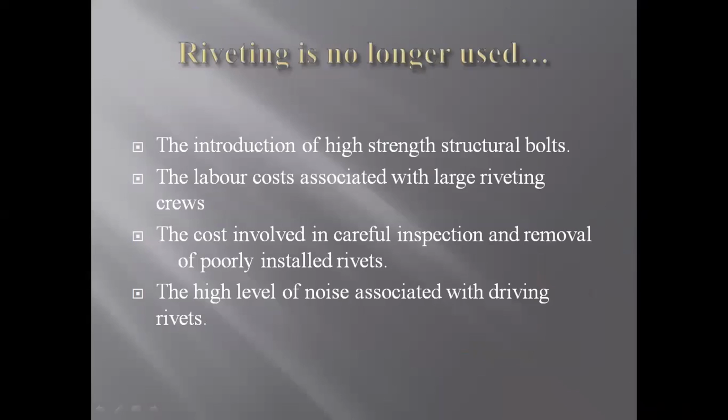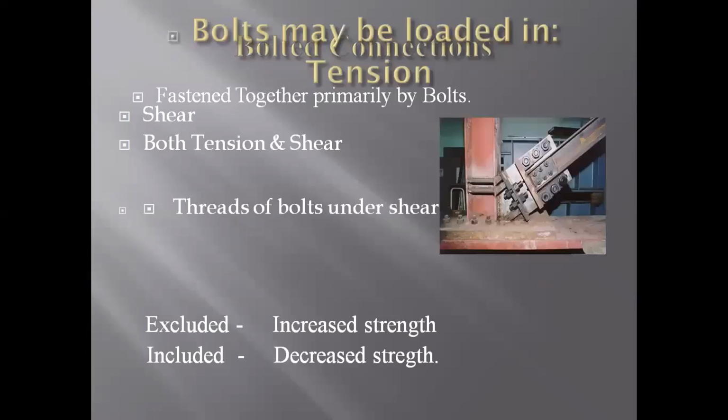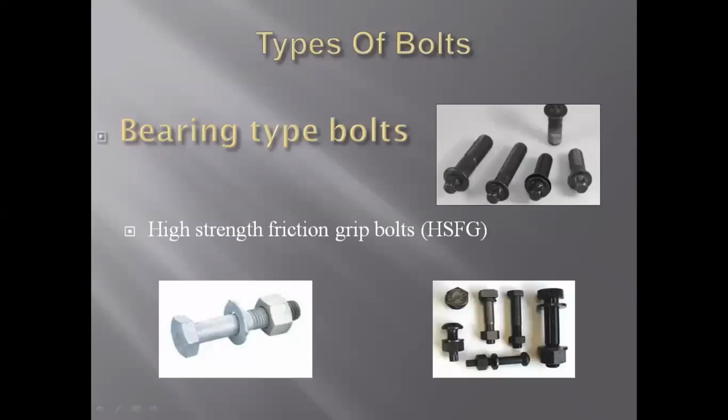Okay, nowadays riveting is no longer used. Why? Because this riveting is going to make a structure permanent, a permanent joint. That's the reason why nowadays no one is using riveting. They are all going to use temporary connections with the help of HSFG bolt, where it can carry heavy loads, which is called high strength friction grip bolt. Right, this is how the bearing bolts look like.